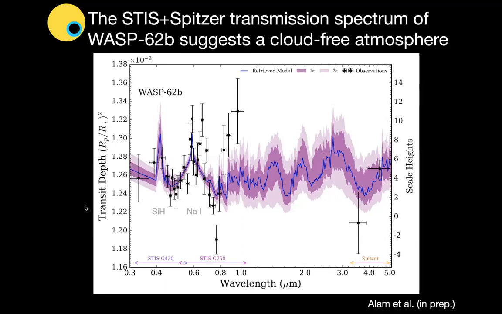I will also note that while the STIS observations suggest that WASP-62b is cloud-free, observing the presence or the absence of the distinct water absorption features in the near infrared, for example, with WFC3, prior to JWST is really important for confirming this finding, in addition to, for example, providing a strong constraint on the planet's atmospheric metallicity and its water abundance.